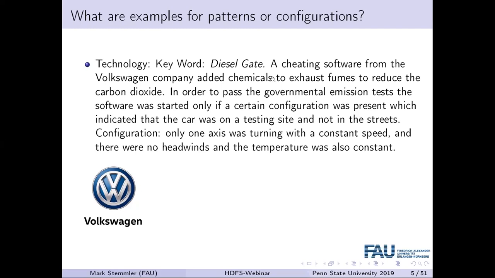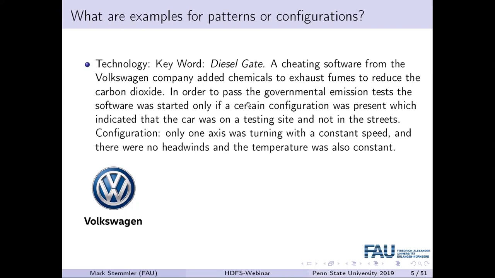But in order to pass the governmental emission test, they had a software that was looking for a certain configuration. This configuration was indicating that the car was on the testing site and not in the streets. The configuration was that only one axis was turning with a constant speed, there were no headwinds, and the temperature was also constant. That was the configuration that started the software. So nowadays, in Germany at least, they changed the tests, and you can only drive a car now in real life in the streets.